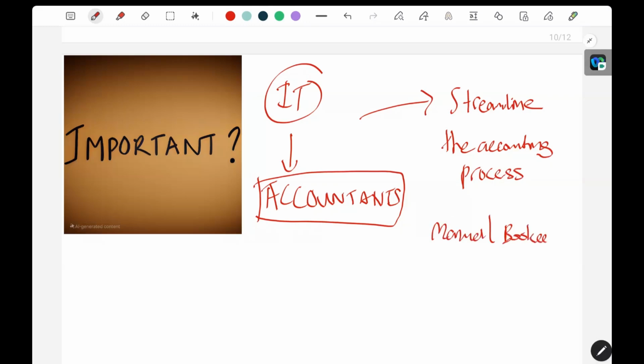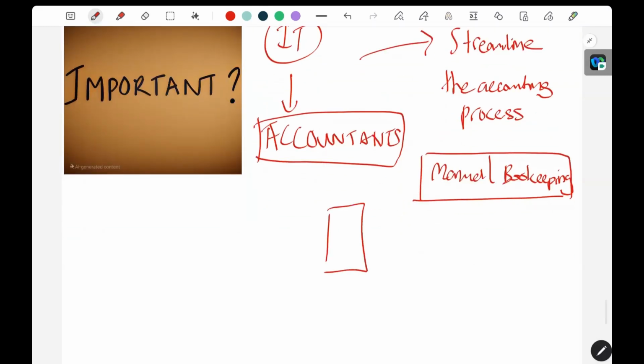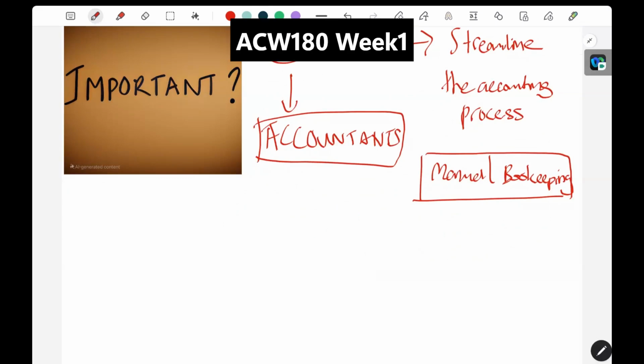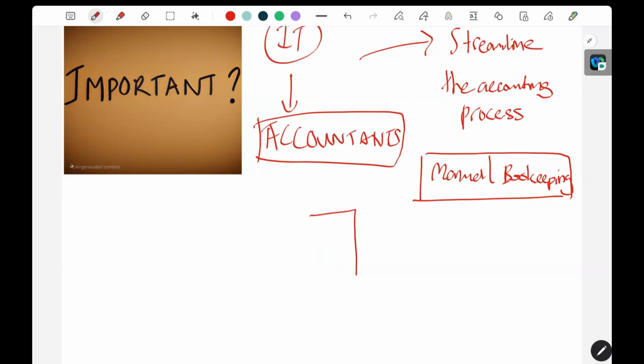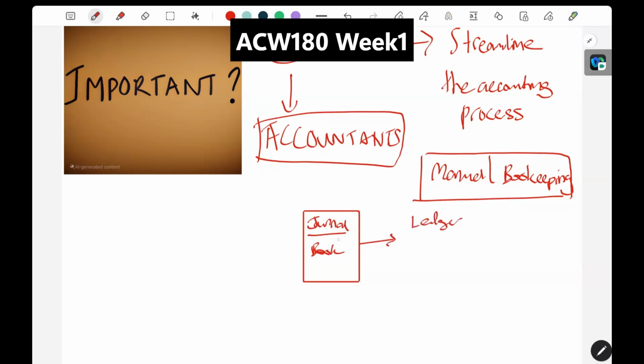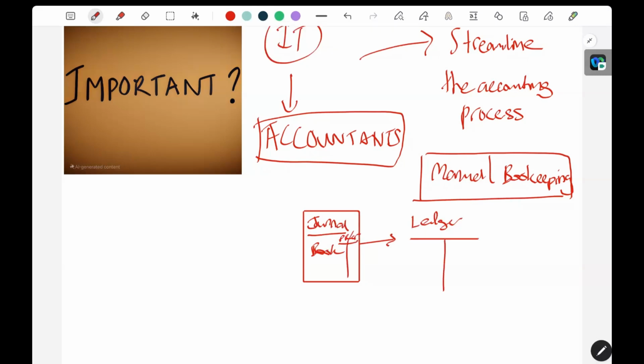bookkeeping, right? So you got manual bookkeeping over here. You got the journal, and then journal book, your prime book lah, those kind of books. Then you need to manually transfer to the ledger. Over here you got your debit and credit lah, right? Then you got your ledger, the T ledger.